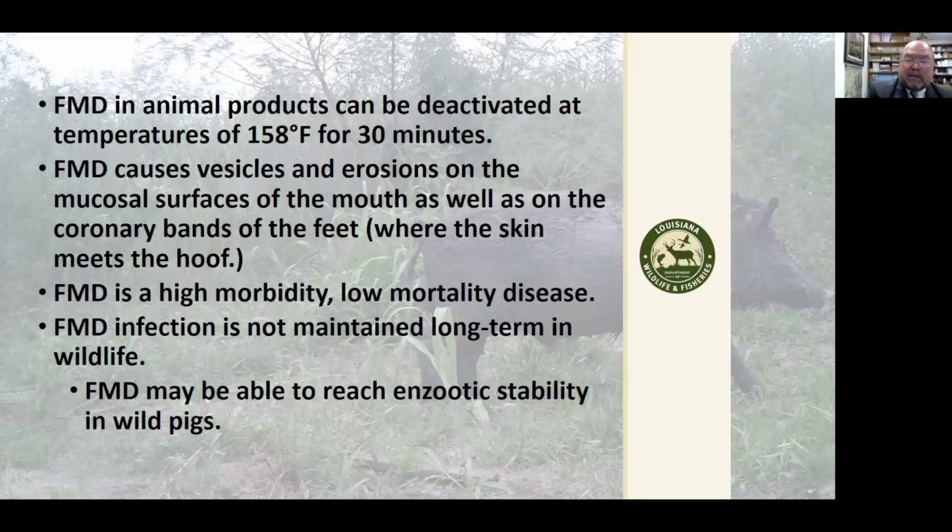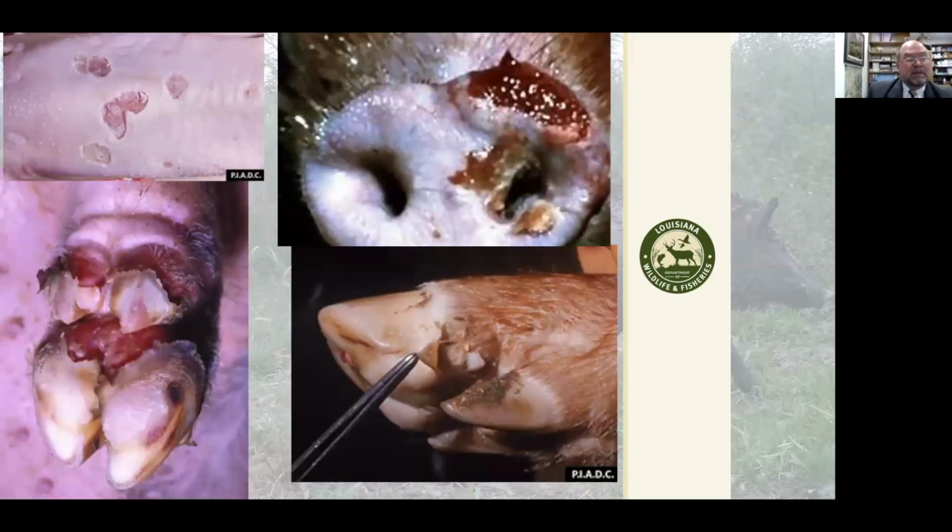Historically, foot and mouth disease has not been maintained long-term in wildlife. So if it gets into a deer population, it generally fizzles out. In pigs, if it gets into a population of wild pigs, it may be able to reach enzootic stability in pigs. That would remain to be seen, but it's a disease we do not want, and there once again would be severe trade embargoes with this disease.